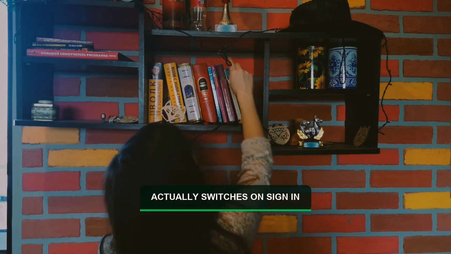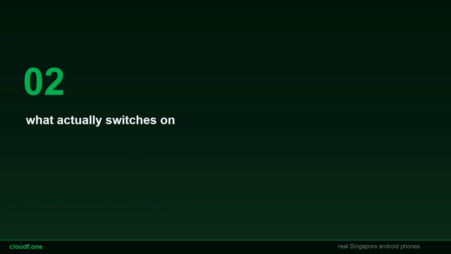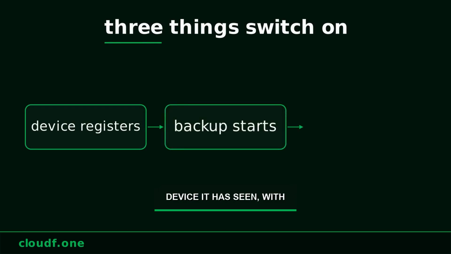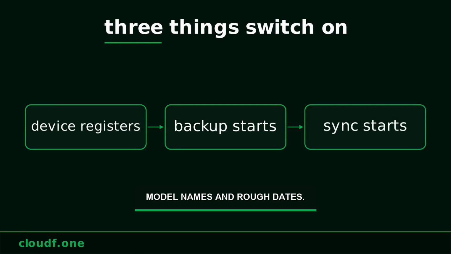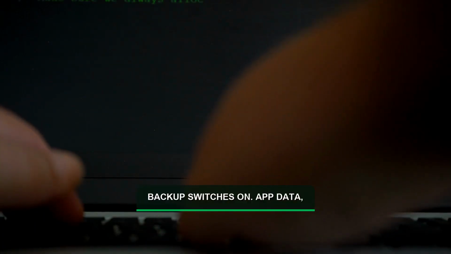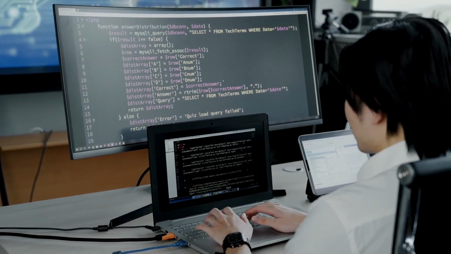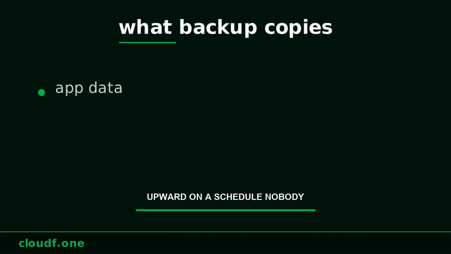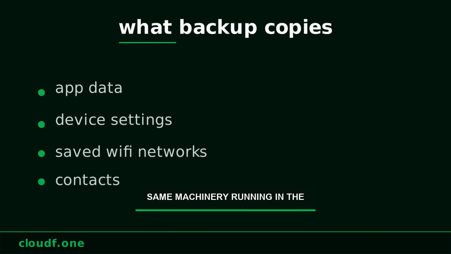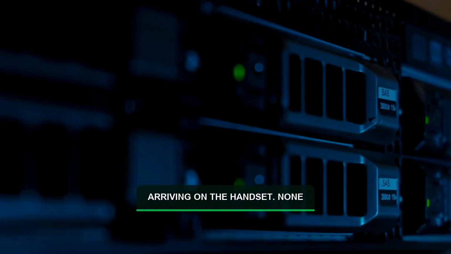What actually switches on? Sign in and 3 things happen without you agreeing to any of them separately. The device gets registered. There is a list sitting on the account of every device it has seen with model names and rough dates. That list is not hidden and it is not hard to read. Backup switches on. App data, device settings, saved Wi-Fi networks, contacts, all of it starts copying upward on a schedule nobody asked you about. And sync switches on, which is the same machinery running in the other direction, so state already sitting on the account starts arriving on the handset.